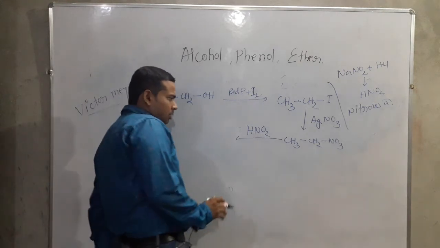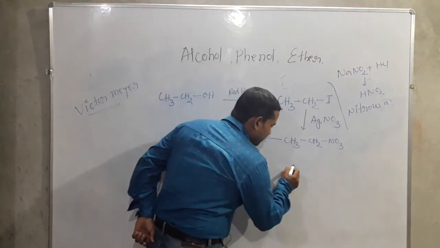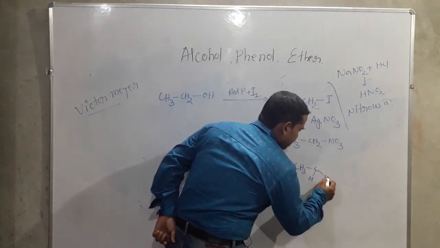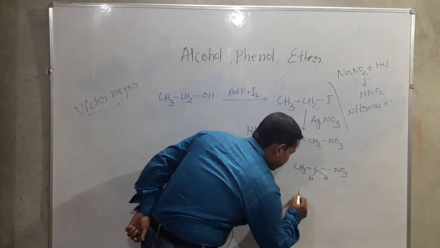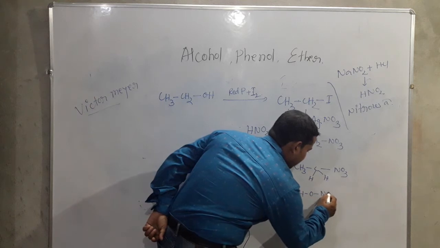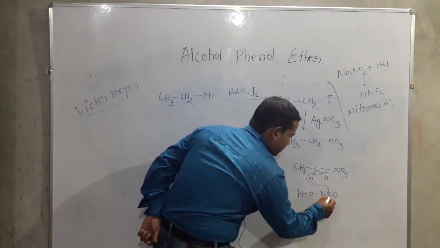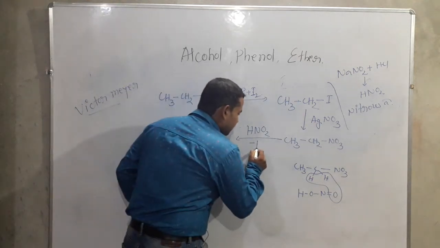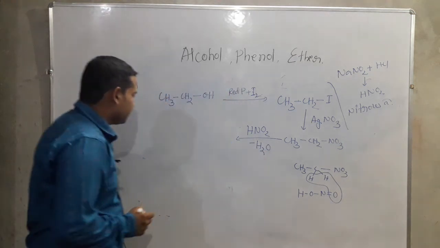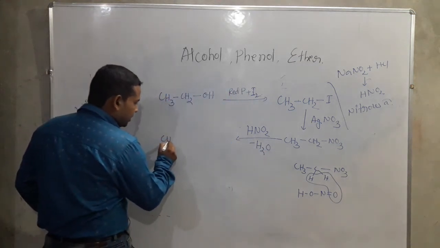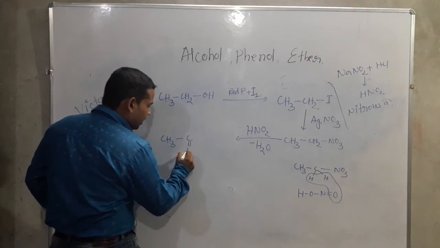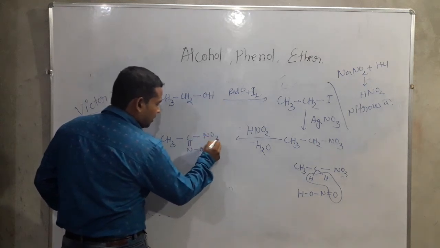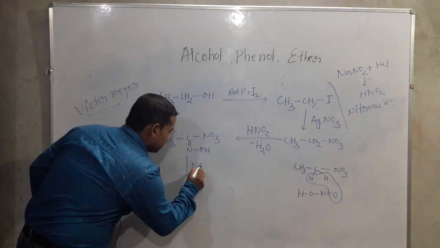So what happened? CH3CH2NO3. For nitrous acid, you will draw a structure O, then N double bond O. These two hydrogens react with oxygen and form a water molecule, that is, it loses one H2O molecule. So what happened? CH3, single bond C, double bond N, then OH, NO3. After then you will add NaOH.